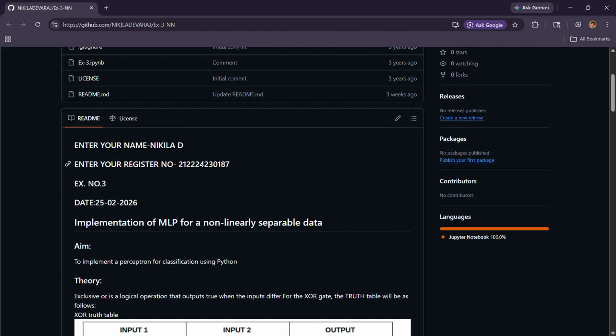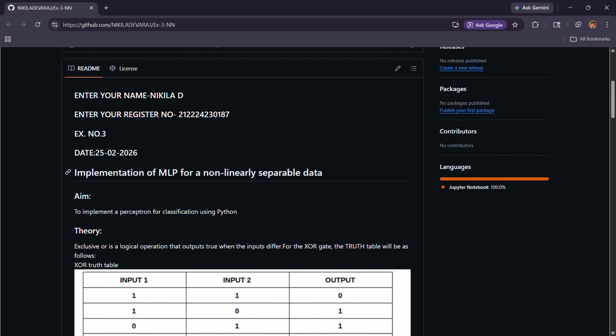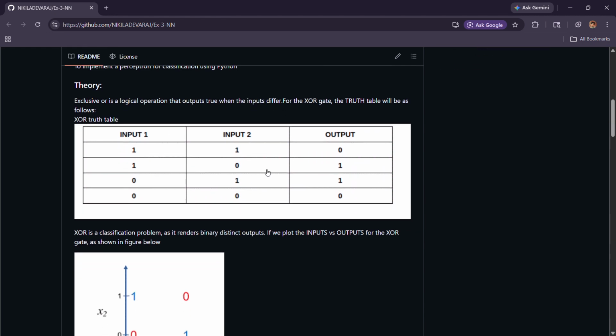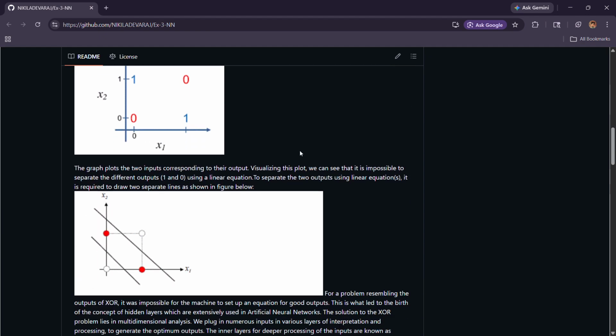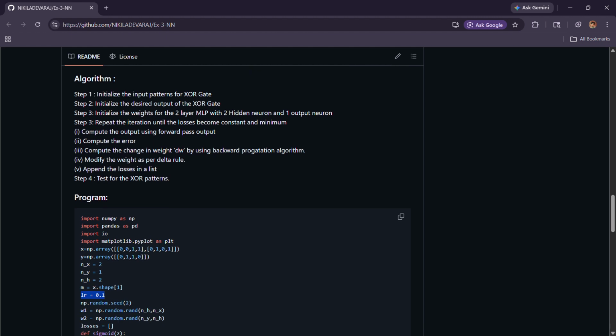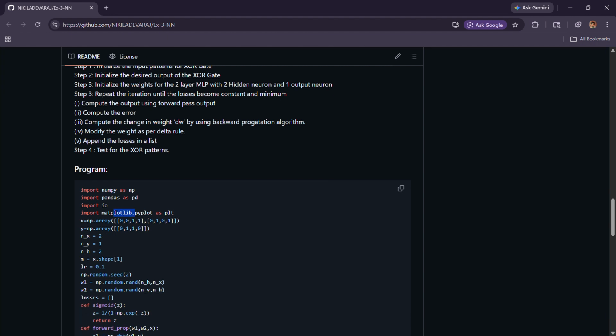In this presentation, I will explain the multi-layer perceptron neural network implemented in Python to solve the XOR problem. The XOR problem is a nonlinear classification problem, which means it cannot be solved using a simple linear model. Therefore, we use a neural network with a hidden layer to learn this pattern. The Python code is implemented using NumPy for numerical computation and Matplotlib for plotting the training loss.